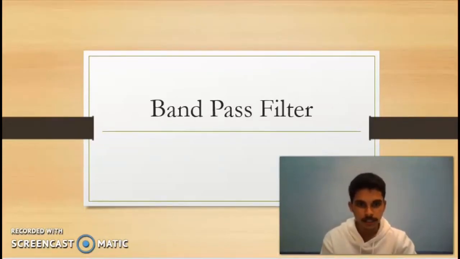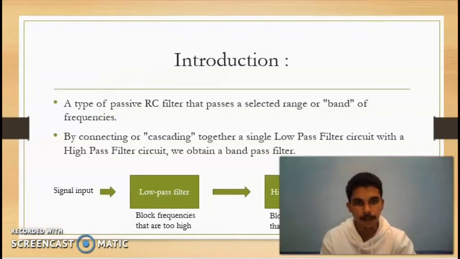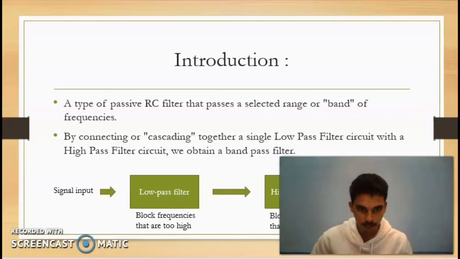The introduction. Bandpass filter is a type of passive RC filter that passes a selected range of band or frequency by connecting together a single low-pass filter circuit with a high-pass filter circuit. So basically, band-pass filter is a type of filter that passes low-pass filter and high-pass filter. So signal input enters the low-pass filter, then passes to the high-pass filter, then signal output, as you can see here.